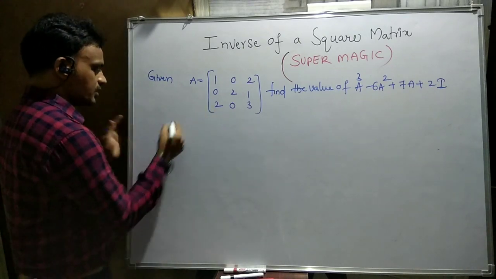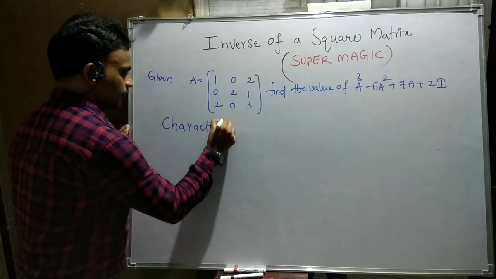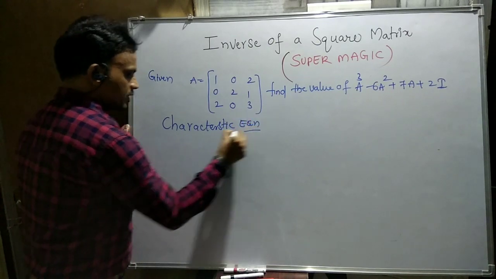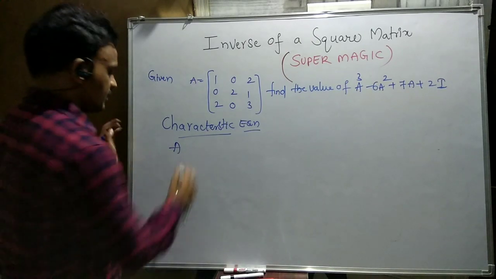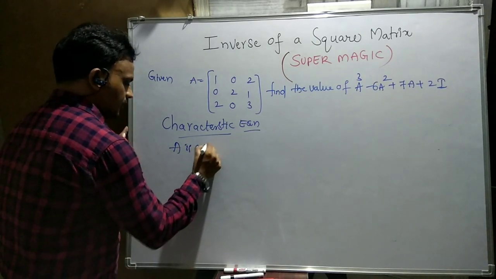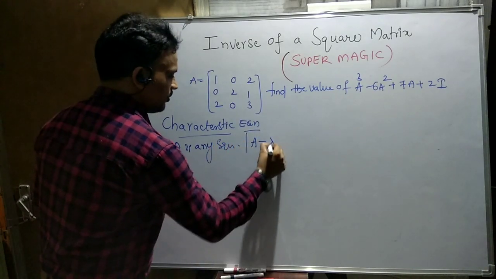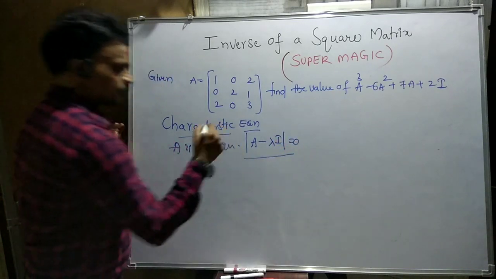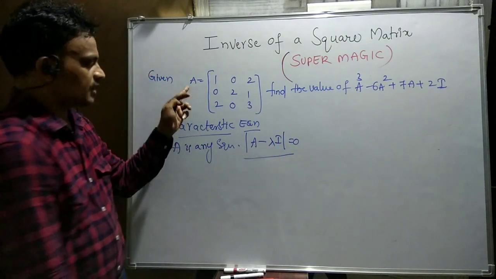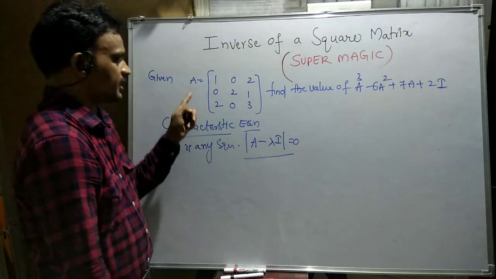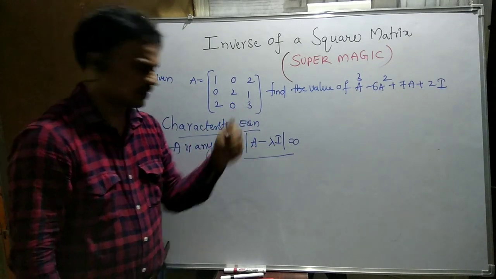For that you have to know one concept. This is the characteristic equation. So what is the characteristic equation? A is any square matrix such that the determinant of A minus lambda I equals 0. The matrix A satisfies this equation, which is called the characteristic equation.